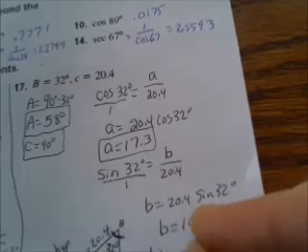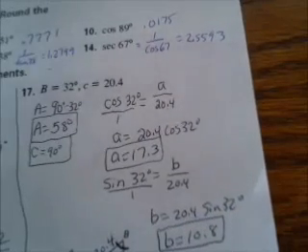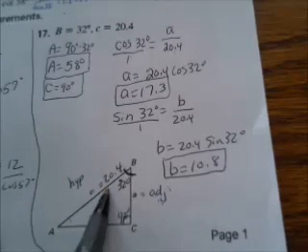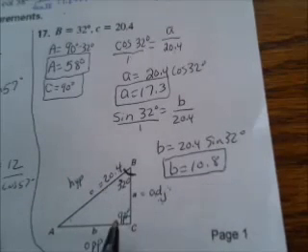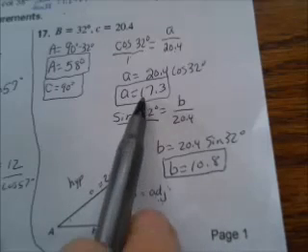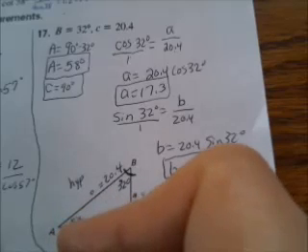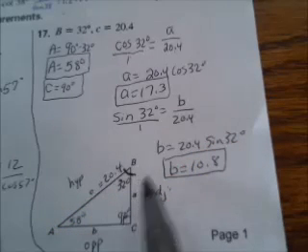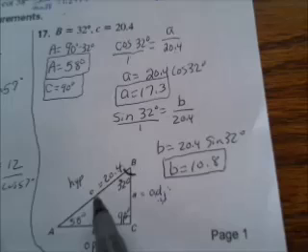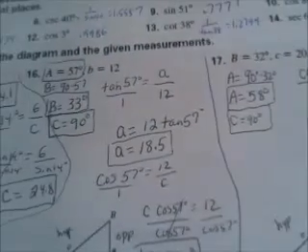So B equals 10.8. And making sure that everything makes sense, 20.4 is the longest side, 10.8 is the shortest side across from the smallest angle, and 17.3 is across from the 58 degree angle, which is the middle side. Remember, the longest side is across from the largest angle, and the smallest side is across from the smallest angle. So that's how you solve triangles.